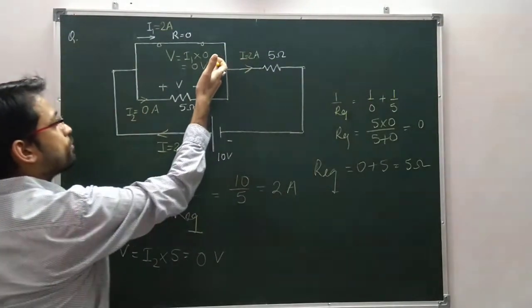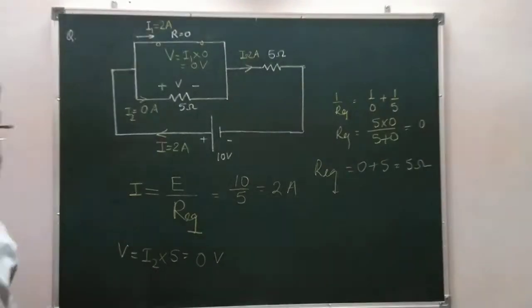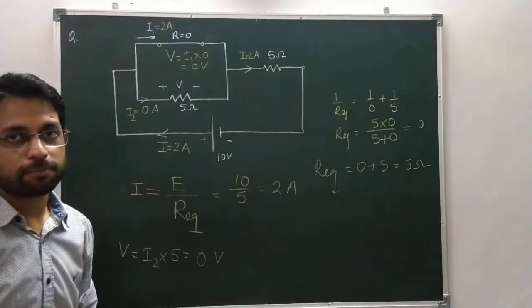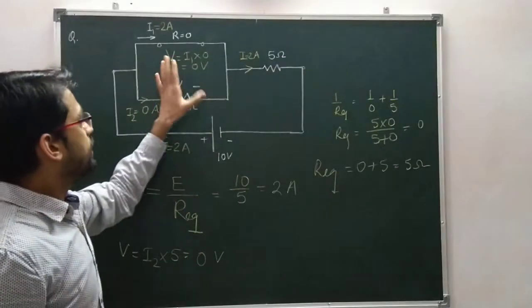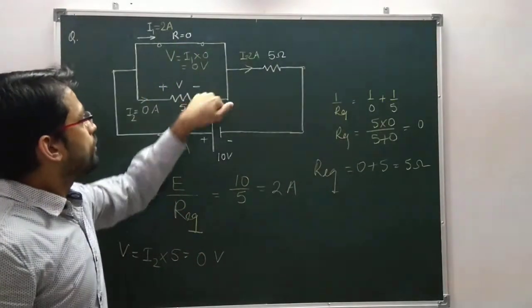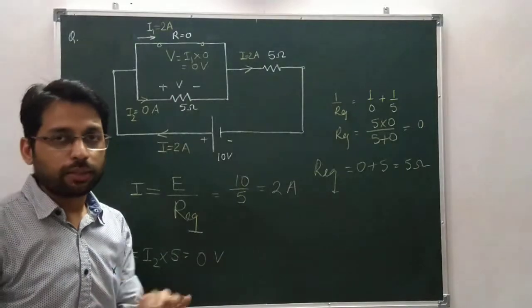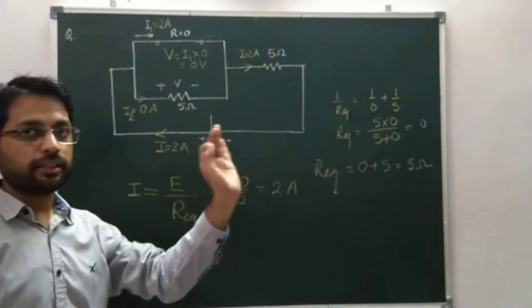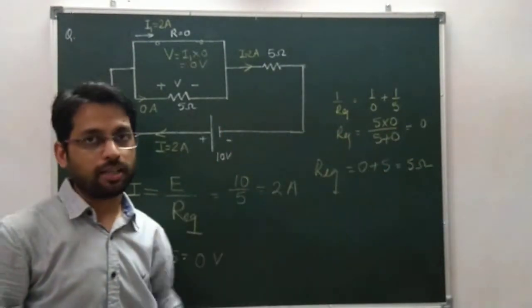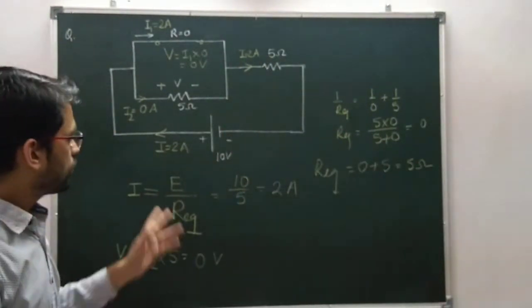And Ohm's law tells you that both are 0. But the theory is important here. The theory is, when there is a path of zero resistance in a parallel circuit, the whole current will pass through that branch. Note it down.